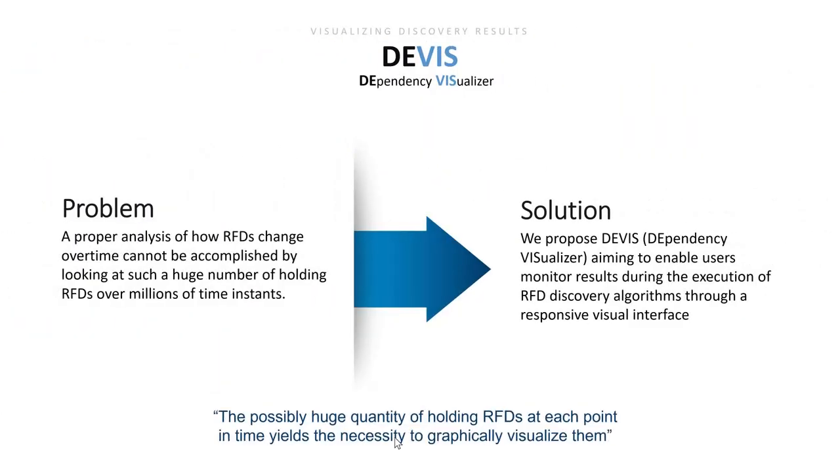In the context of continuous profiling, the possibility to have a huge quantity of holding RFDs at each point in time yields the necessity to graphically visualize them. Indeed, a proper analysis of how RFDs change over time cannot be accomplished by looking at resulting RFDs over millions of time instants. To this end, we present BigVis, which is a tool for analyzing and comparing RFD discovery results.